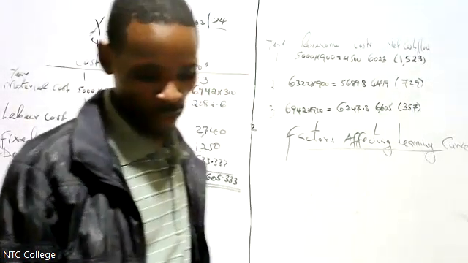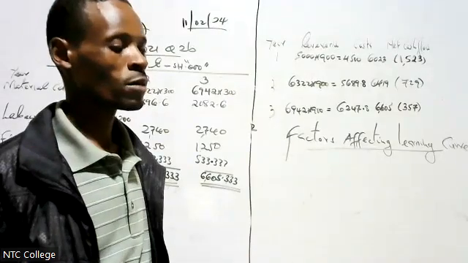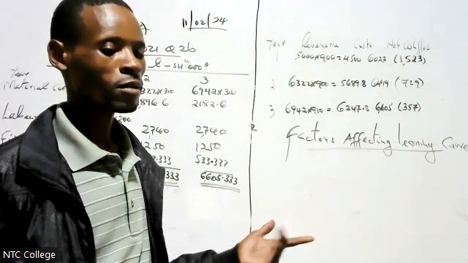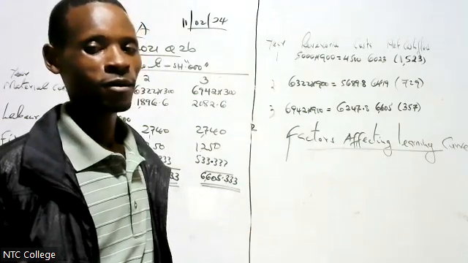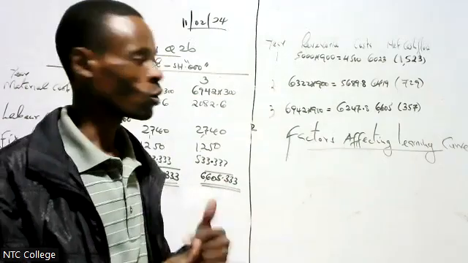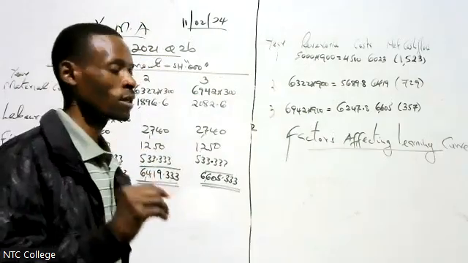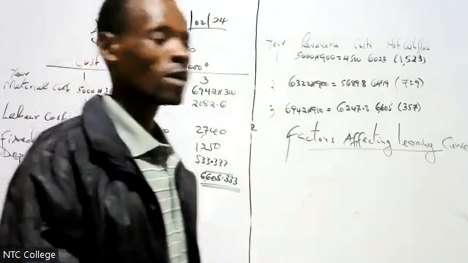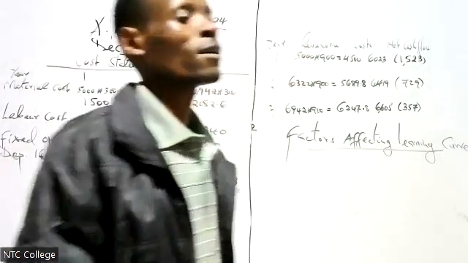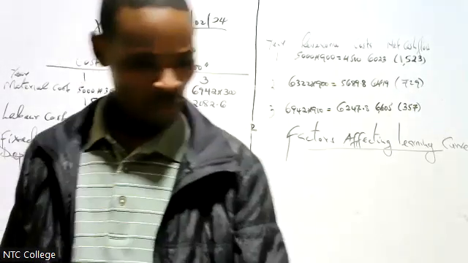Then lastly, you can have what? Individual personality. We have different personalities. Me and you, we are not the same. We have high class, middle, and lower. Fast learners, medium, and slow learners. So that one also will affect the learning capability. So those are the factors that you can be asked to enumerate.